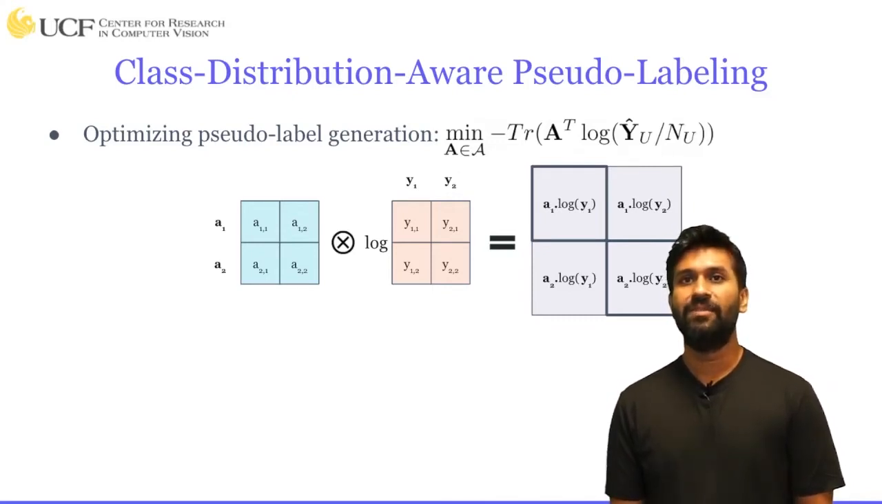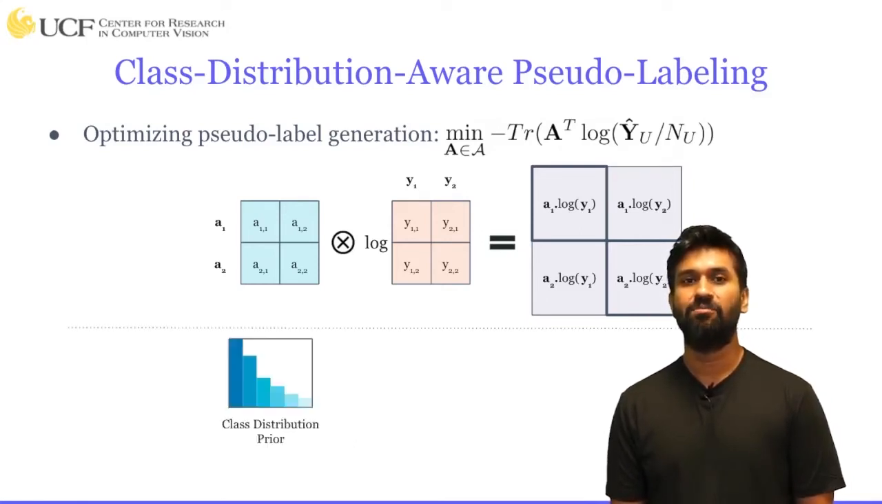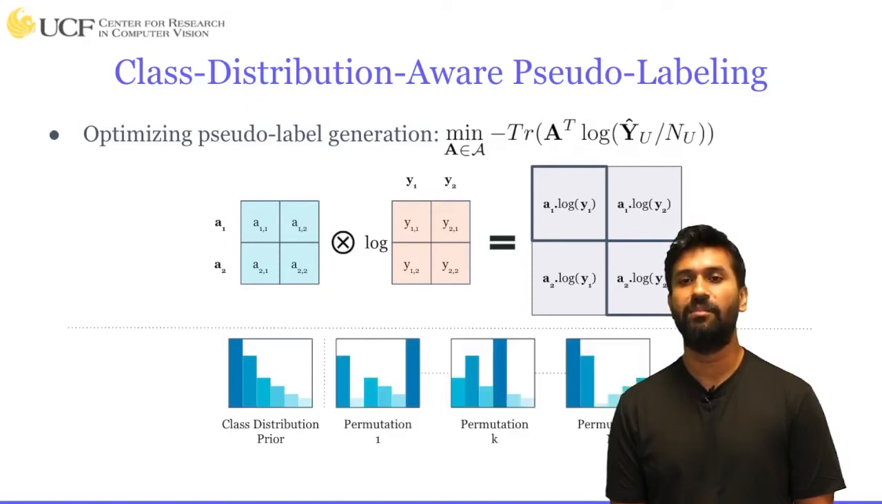So let's say we have the optimization problem, but our task is not solved yet. Now, if we remember, we have the information about the class distribution prior, but the problem is that we don't know the particular order of the unknown classes. So even if we have this, we don't know what would be the permutation, or in what order we will have to apply this class distribution prior.